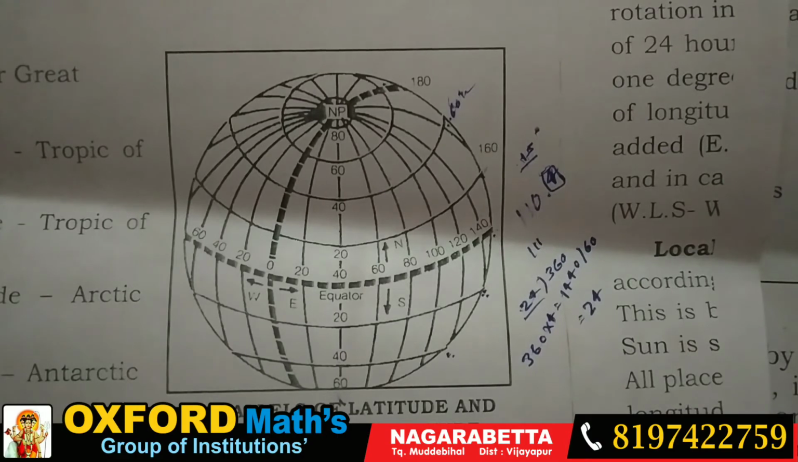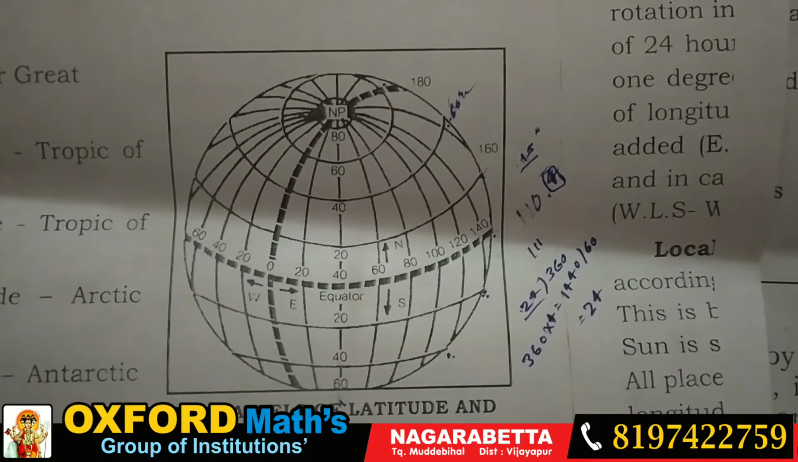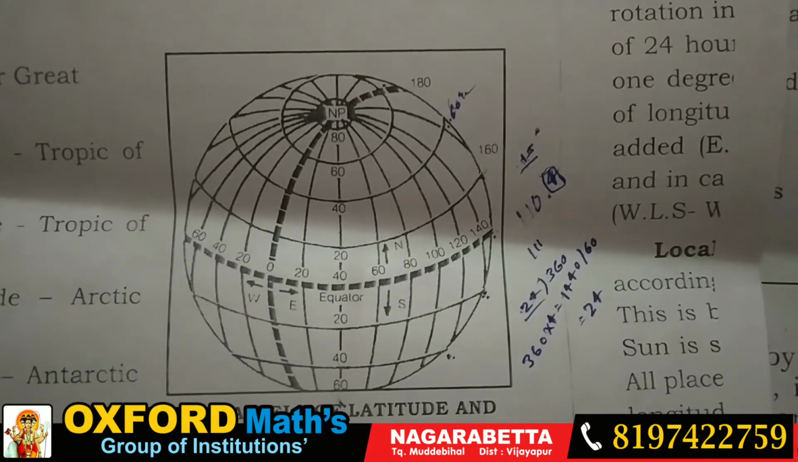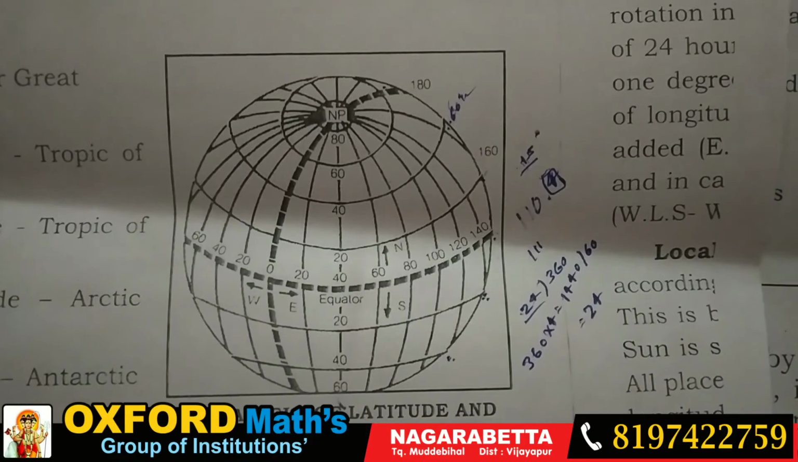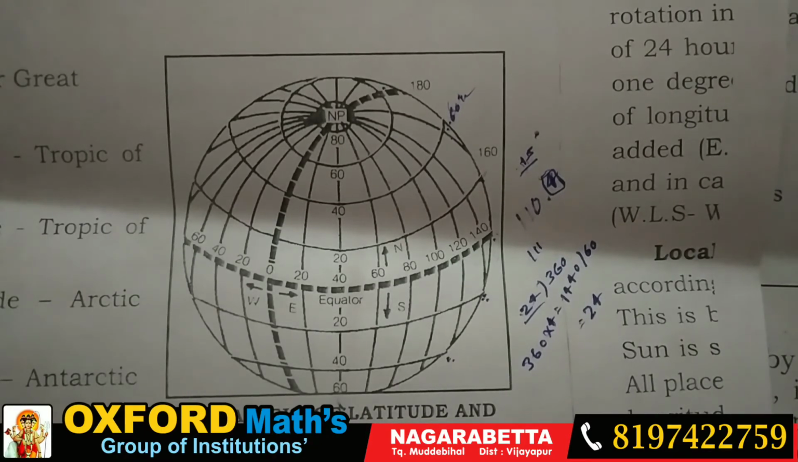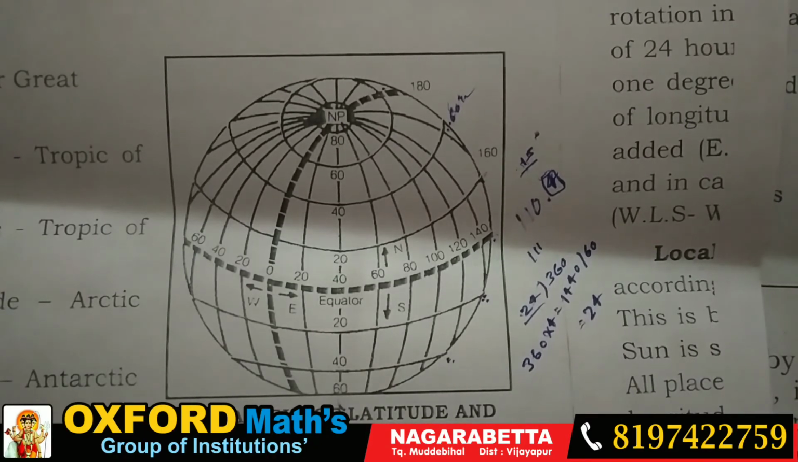Sometimes in the exam they will ask you what is GMT. What do you have to write? Greenwich Mean Time. It is the 0 degree Greenwich time, where 0 degree starts. IST means Indian Standard Time. What is the Indian Standard Time? 82.5 degrees.